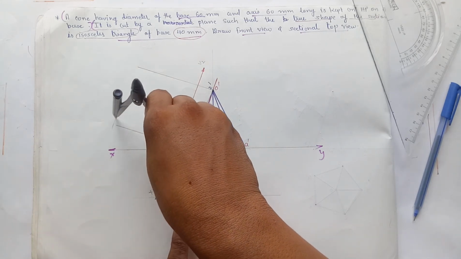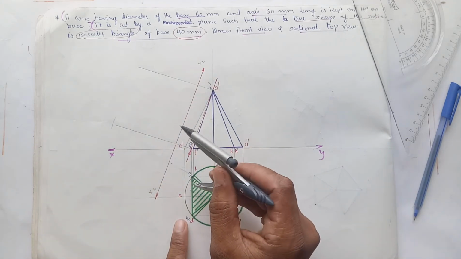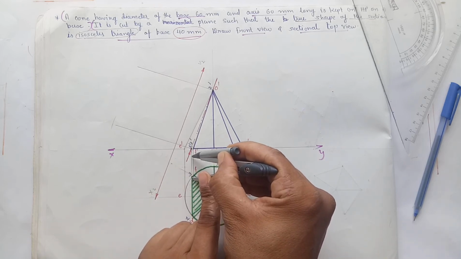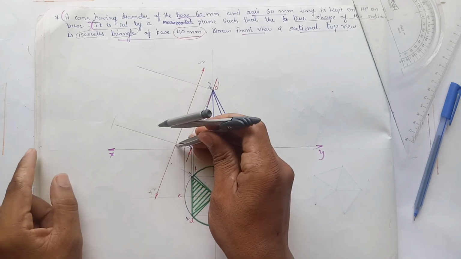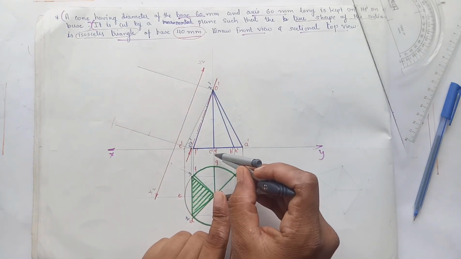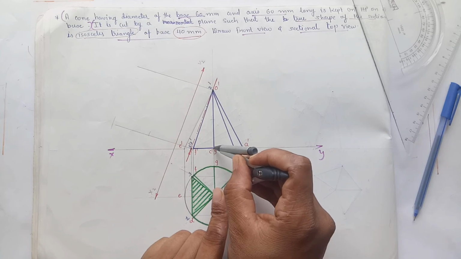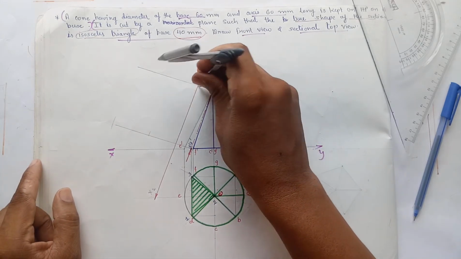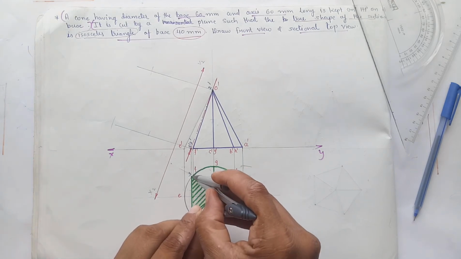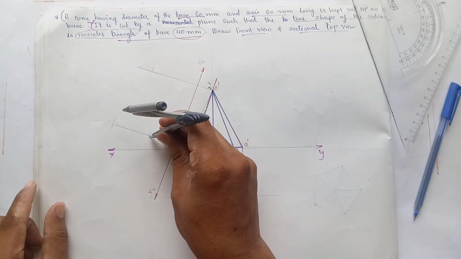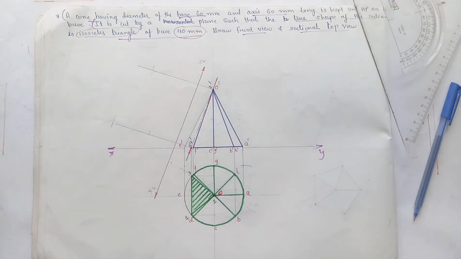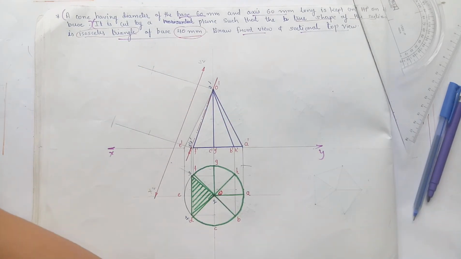So this will be 1, 3 from the xy line by following the projection. This will be 3, and 2 also from the xy line. This will be 2, and as we know that this length is 40 mm, so in the true shape also the base of the triangle will remain 40 mm. So now join this part.